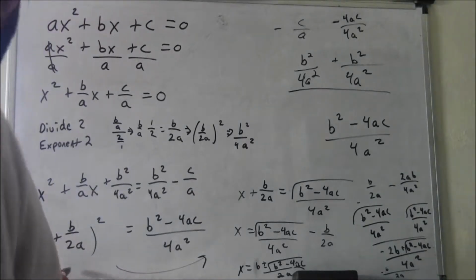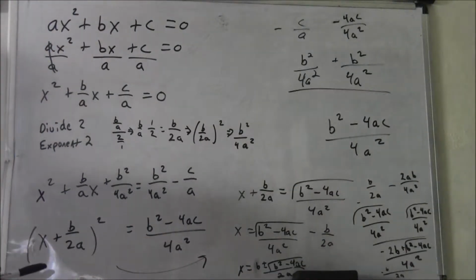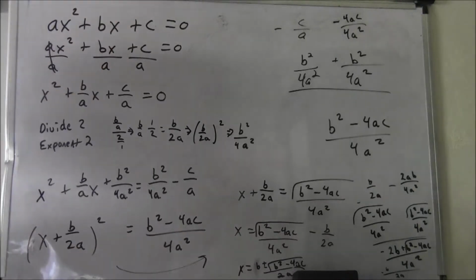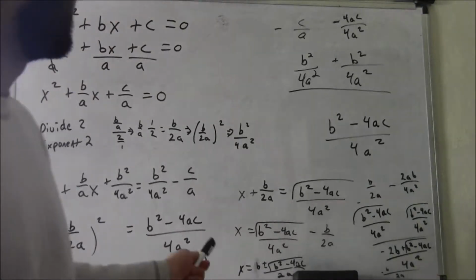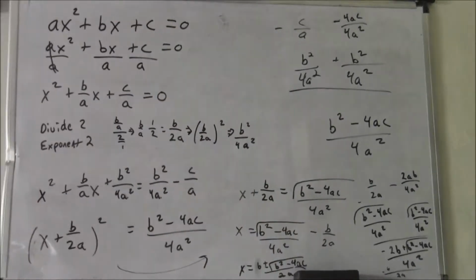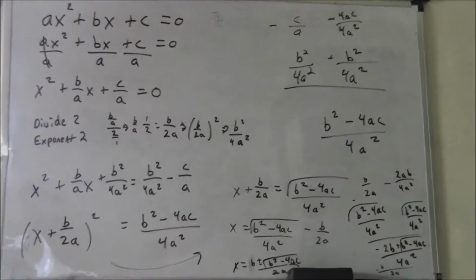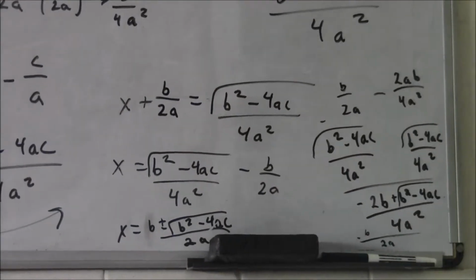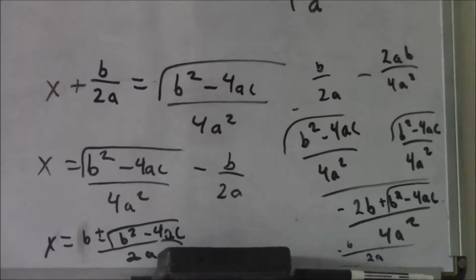Alright, now, x plus b over 2a, all to the second power is equal to b squared minus 4ac over 4a squared. Alright, to complete all this, let's zoom in. Let's zoom in this beast, because we got some craziness going on down here.